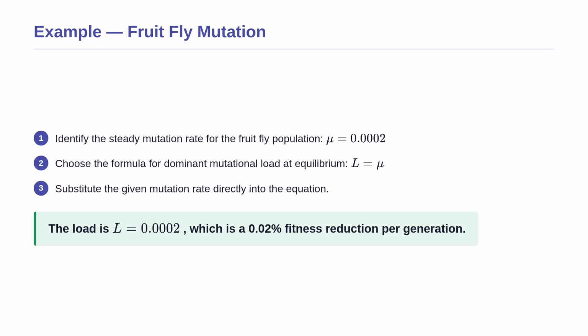The final answer is 0.0002, or 0.02%. Physically, this tells us that the continuous introduction of this specific mutation reduces the population's overall fitness by 0.02% every single generation.